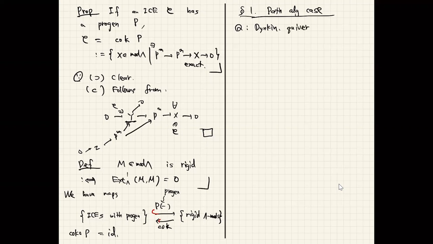For simplicity, in today's talk, we will only consider Dynkin quivers. A Dynkin quiver is just an oriented graph whose underlying graph is a simply laced Dynkin diagram. So this is the A3 quiver, and we consider its path algebra.